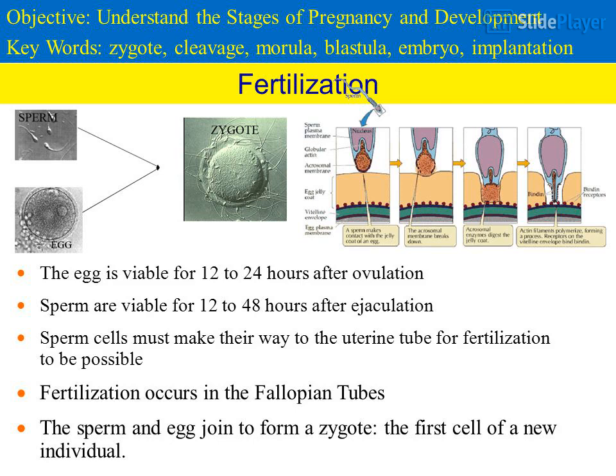Fertilization. The egg is viable for 12 to 24 hours after ovulation. Sperm are viable for 12 to 48 hours after ejaculation. Sperm cells must make their way to the uterine tube for fertilization to be possible. Fertilization occurs in the fallopian tubes. The sperm and egg join to form a zygote, the first cell of a new individual.